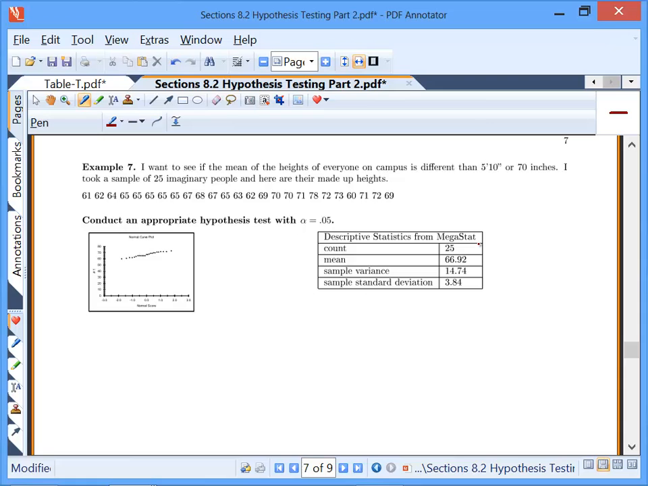So notice once again I gave you the MegaStat output. The count, that's your n. The mean, that's your x bar of 66.92. And sample standard deviation, S, equals 3.84. Remember, your sample variance is just standard deviation squared. So if you square 3.84, you should get back to 14.74.